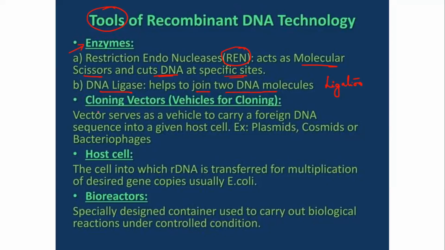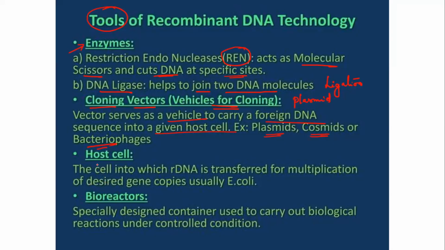Now the second tool is the cloning vector. We already discussed that it is a plasmid. It's also known as the vehicle for cloning, the cloning vectors. So vectors serve as a vehicle to carry a foreign DNA sequence into a given host cell. For example, plasmids, cosmids, or bacteriophages.